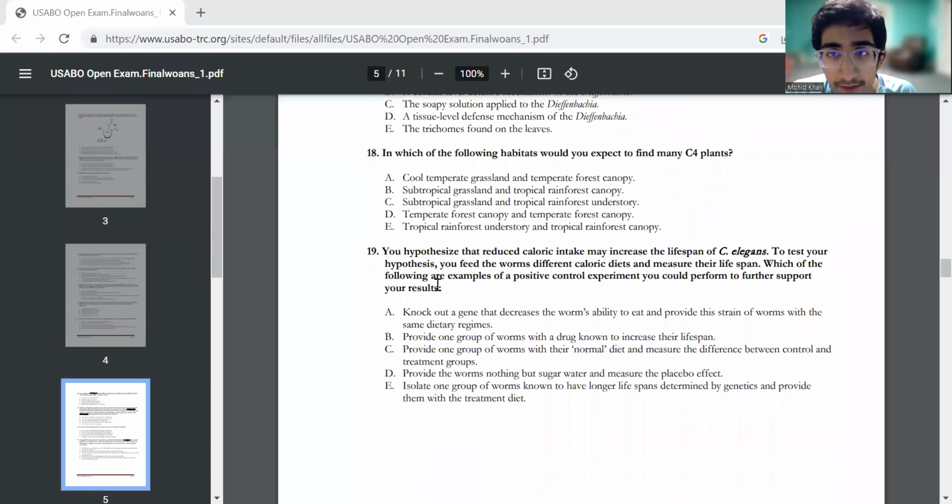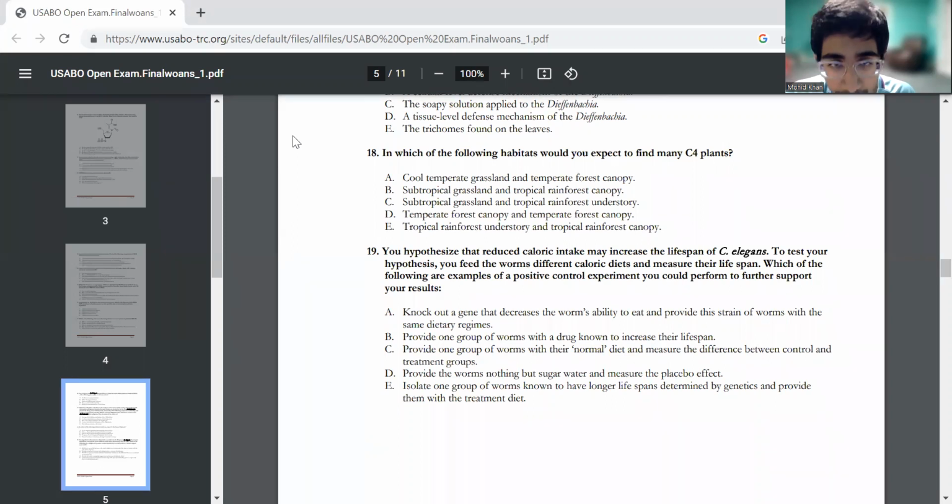Number 19. All right. You hypothesize that reduced caloric intake may increase the lifespan of C. elegans. To test your hypothesis, you feed the worms different caloric diets and measure their lifespan. All right. Which of the following are examples of a positive control experiment you could perform to further support your result?